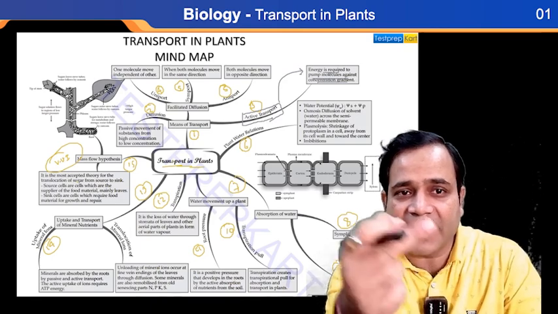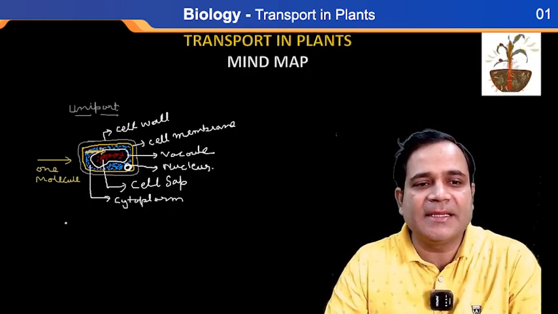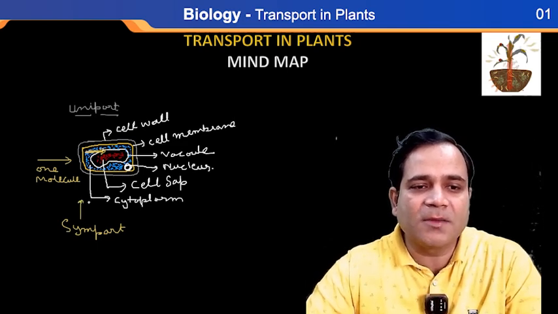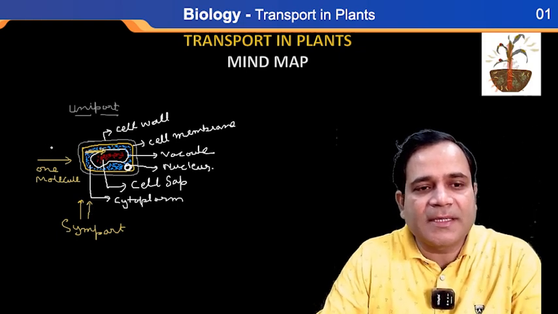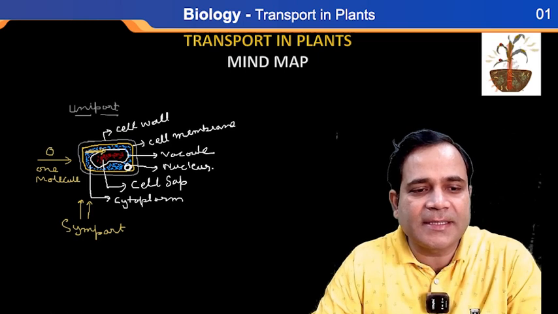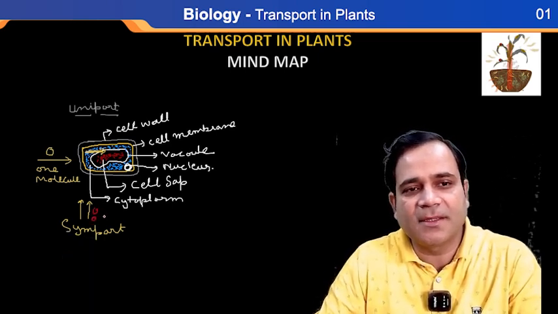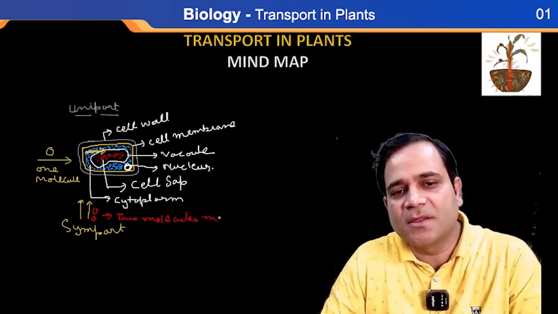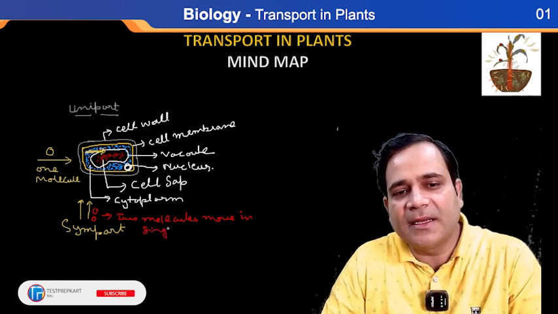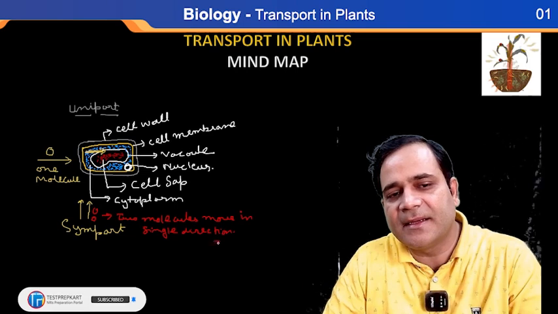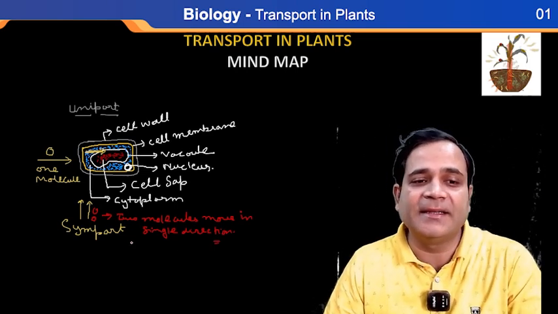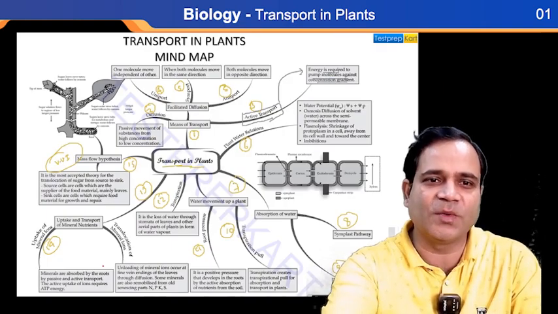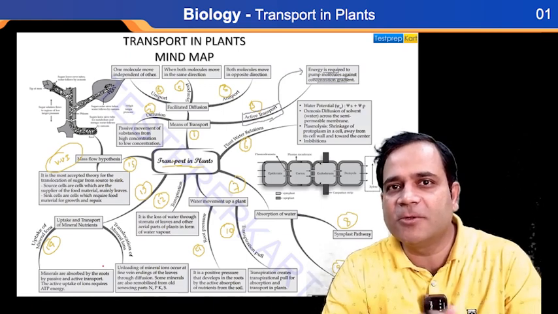Uniport, see here. But if I'm saying symport, how many molecules, my dear? In uniport only a single molecule, but here two molecules. Two molecules move in a single direction, then it is known as symport. Getting my point? Yes, definitely, dear. Symport is clear when both molecules move in the same direction.